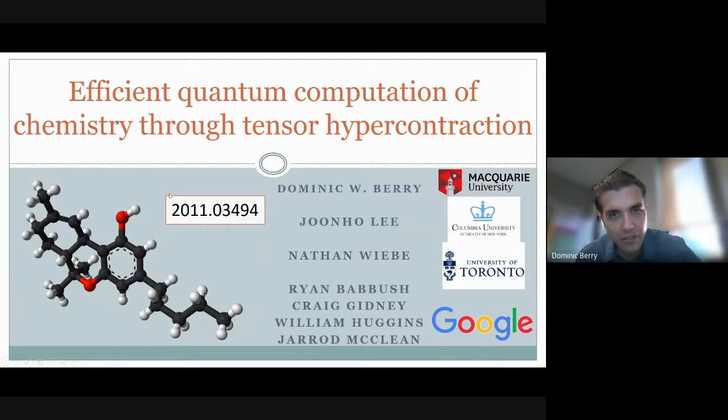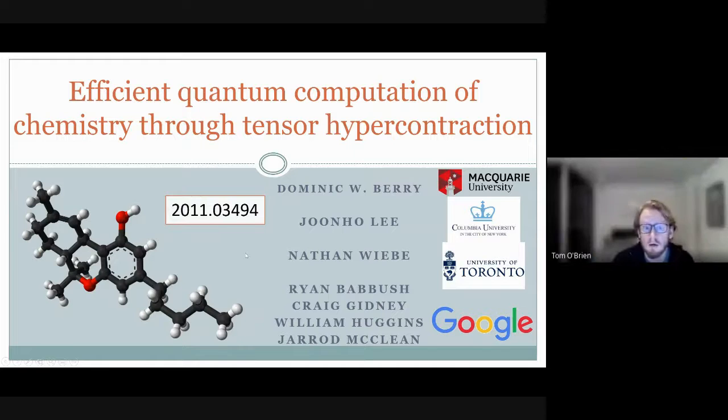Can you see the cursor for pointing? Yeah, I can. Yep.